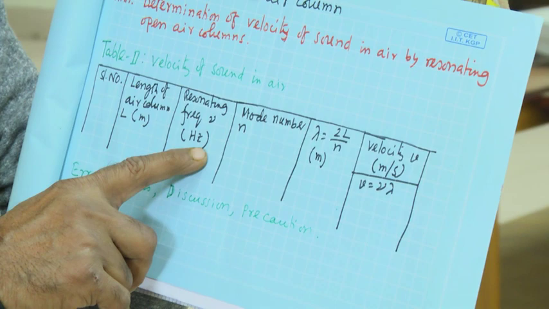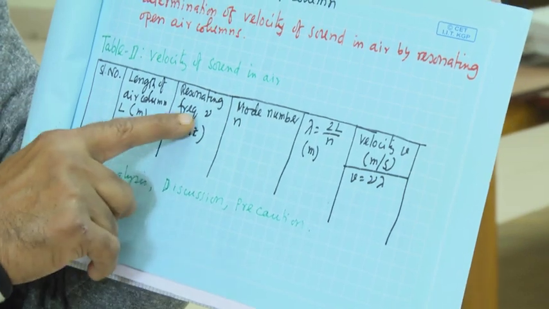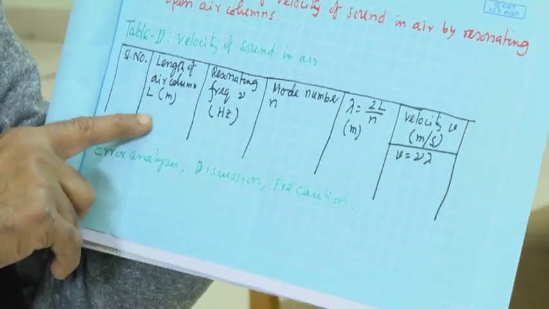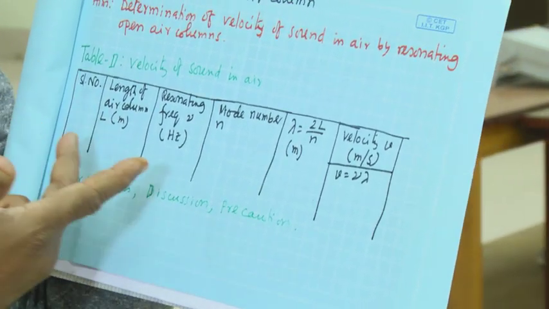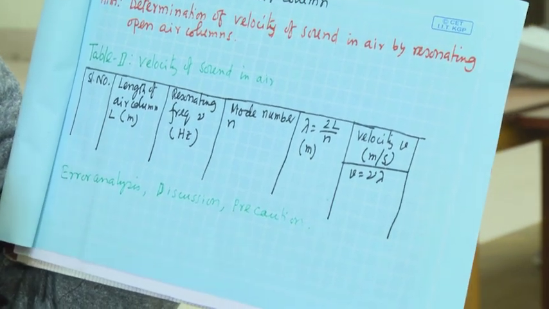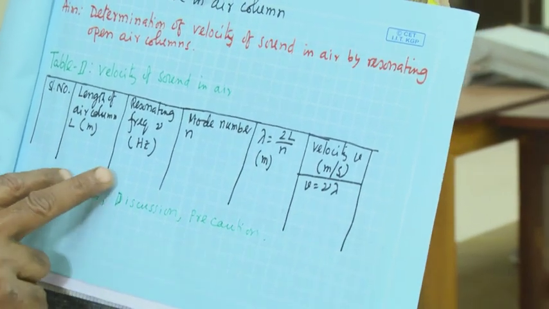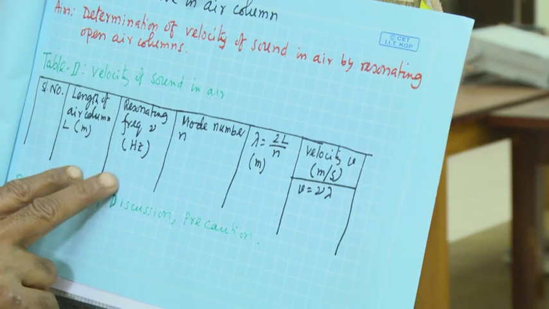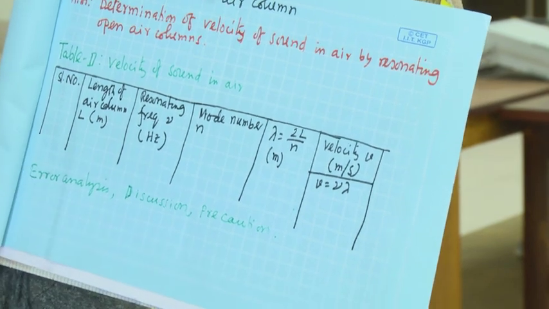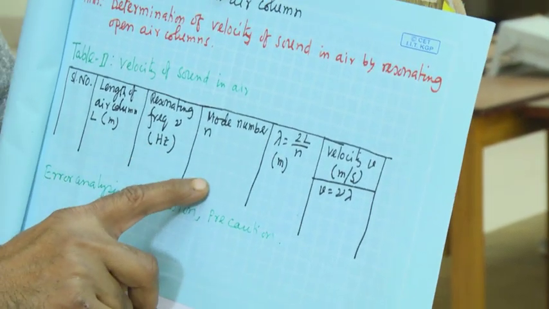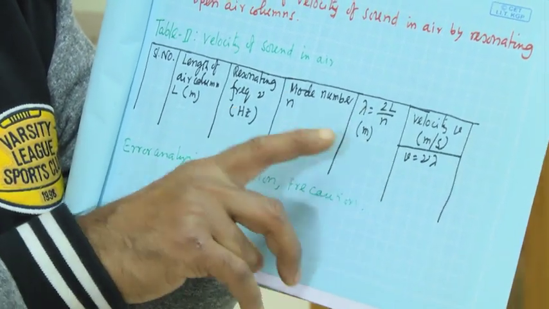For a particular frequency, we will vary this frequency. For different frequencies, we will find the different lengths of the air column resonating when there will be resonance. How will we detect this resonance? Basically by hearing the sound, we can identify the resonance condition. And the mode number n in our experiment, we will take all the time as 1. So then you can calculate the lambda.